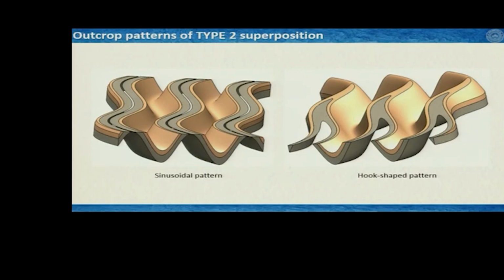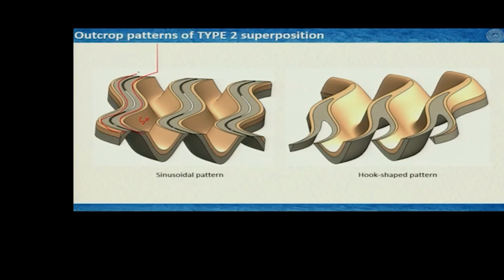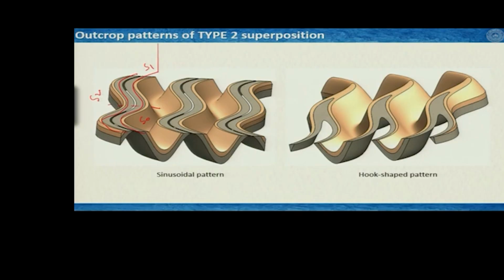Now, we can also see a sinusoidal pattern if we cut it flat. So, in this section you see the traces of this S0 here and on this surface, which is horizontal surface here. So, these are your S0, the form surface, and you see the traces of your S1 folds in this case, and you also see the S2 folds in this way. Now, you can also see the hook shaped pattern, something like that.